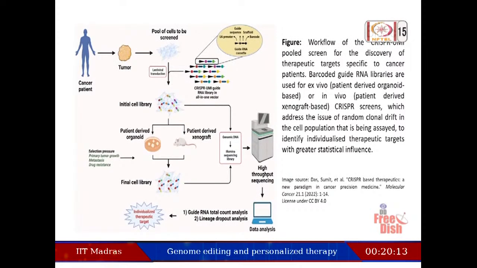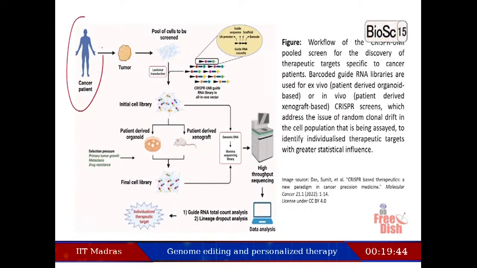This figure shows the workflow of the CRISPR UMI pool screen for the discovery of therapeutic targets specific to cancer patients. Barcoded RNA libraries are used for ex vivo patient derived organoid based or in vivo patient derived xenograft based CRISPR screens which address the issue of random clonal drift in the cell population that is being assayed to identify individualized therapeutic targets with greater statistical influence.